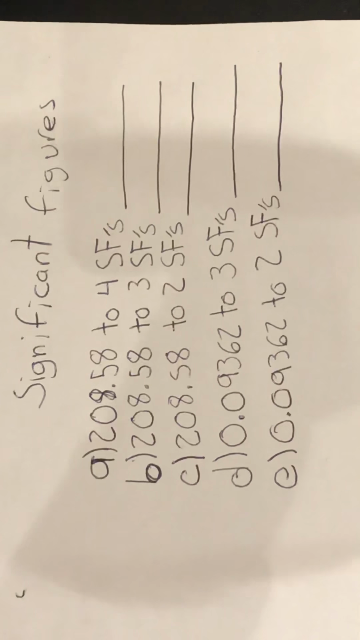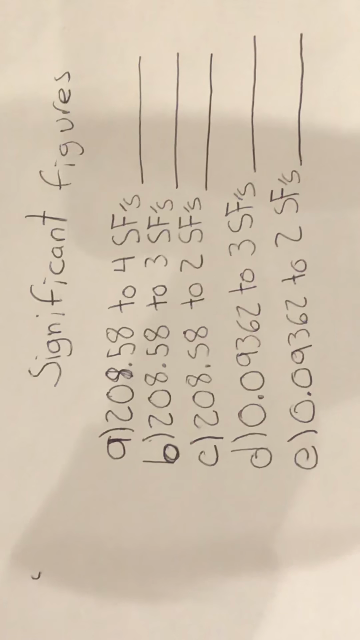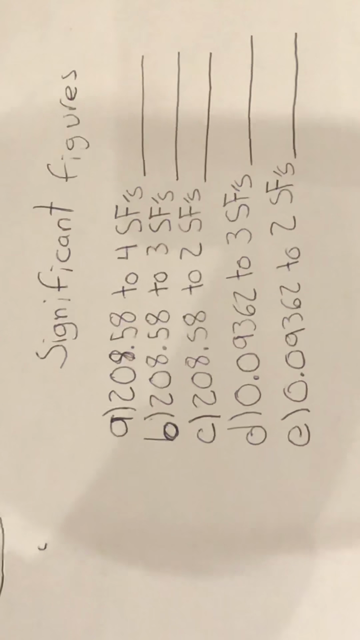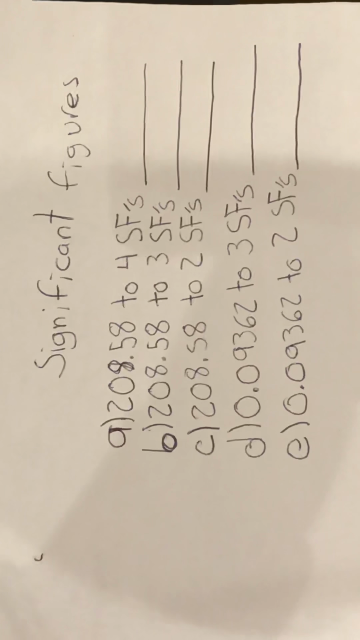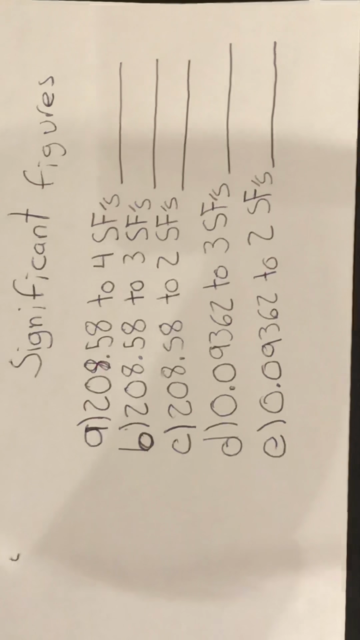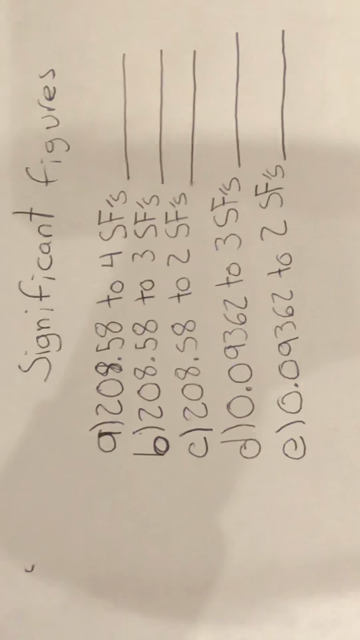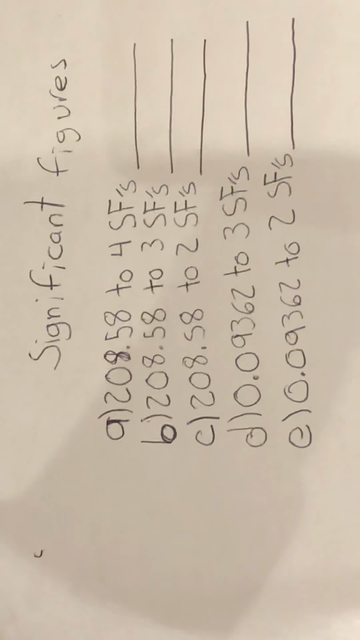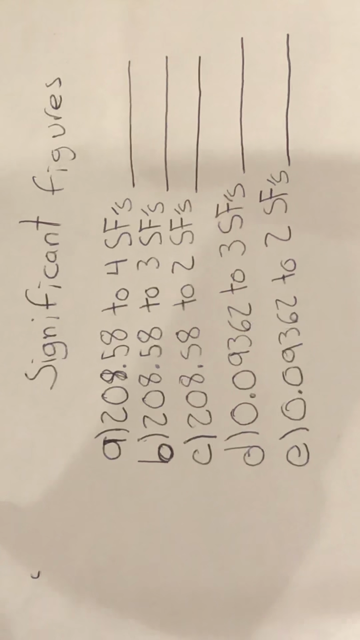The second rule would be zeros that appear between other non-zero digits are always significant. Like if you have a 1 and a 0, it's 10, that's significant. Zeros that appear in front of all the non-zero digits are called left-hand zeros. Left-hand zeros are never significant.